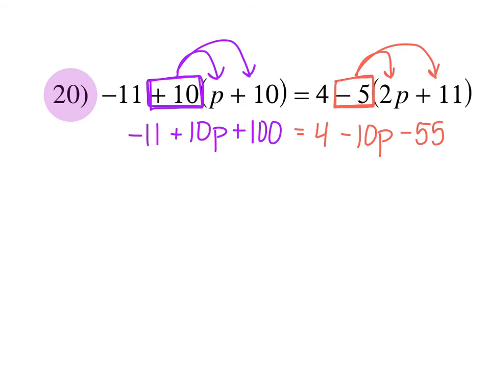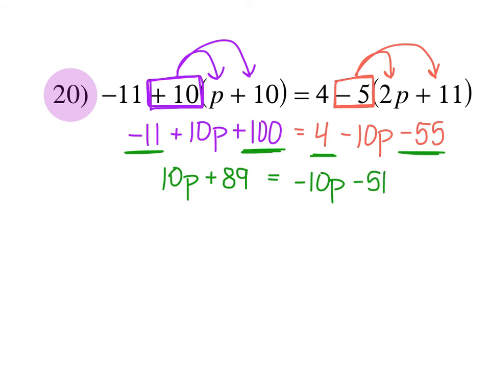But we can also combine our like terms. On the left side, we've got a negative 10 and a positive 100. So 10p, and then those two will combine to give us a positive 89. And that's because they have different signs, so I'm subtracting them. And then on the right side of the equation, we can combine this 4 with this negative 55. And now they also have different signs, so we're going to subtract them. And that's going to give us negative 51. Keep the sign of the larger number.